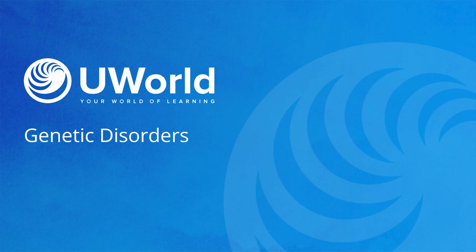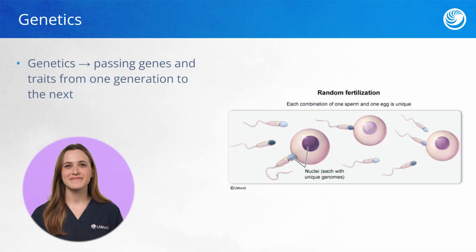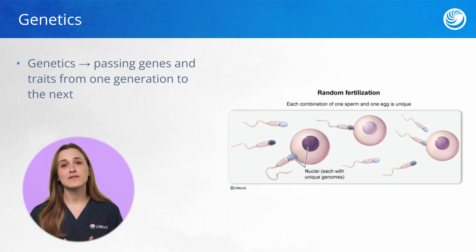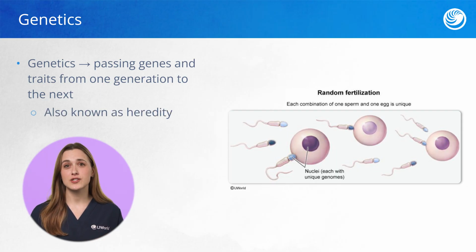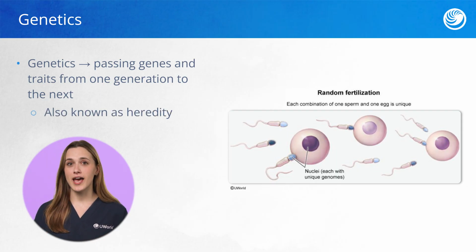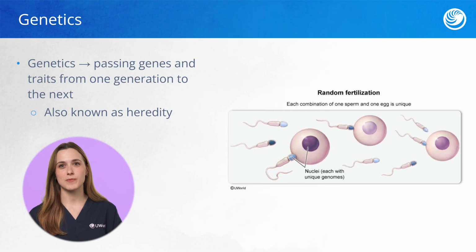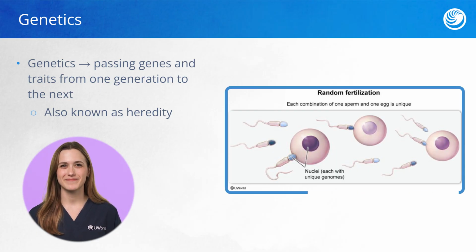This topic is genetic disorders. The field of genetics involves genes and traits that are passed from one generation to the next. This process is also known as heredity, and it occurs when a single egg is randomly fertilized with a single sperm, as seen in the image here.